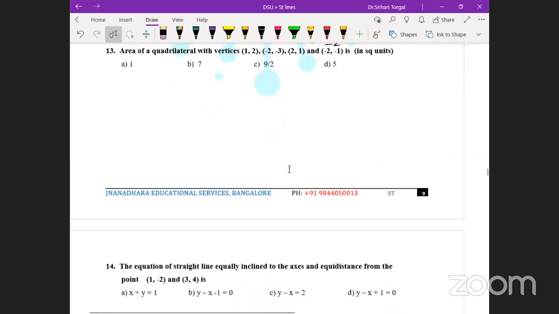Find out area of a quadrilateral. Try to find out area of a quadrilateral.